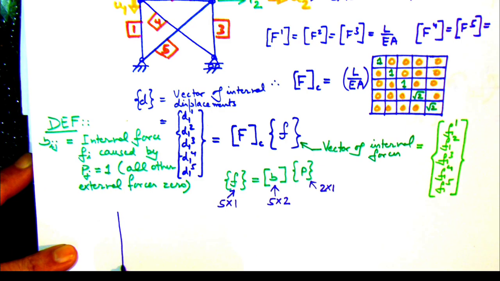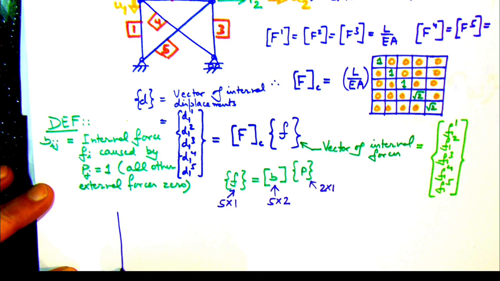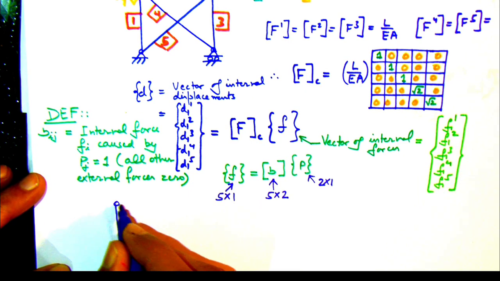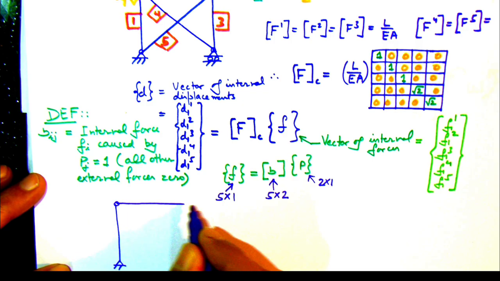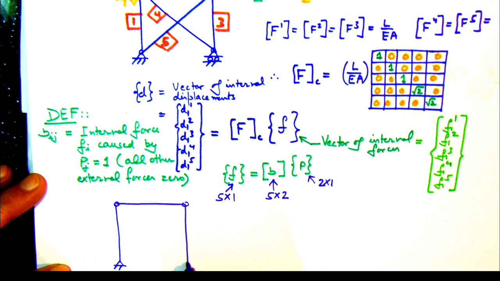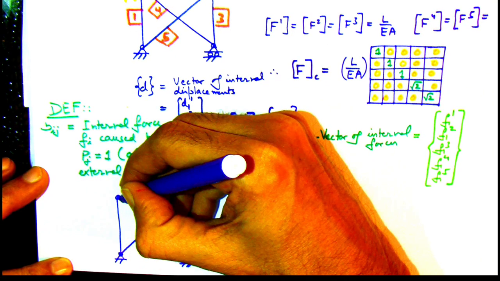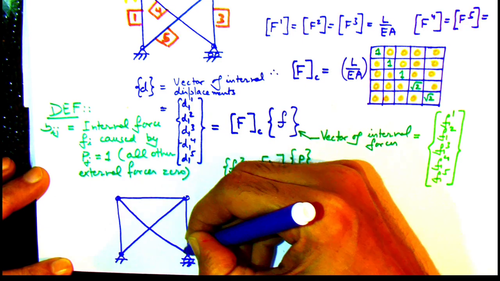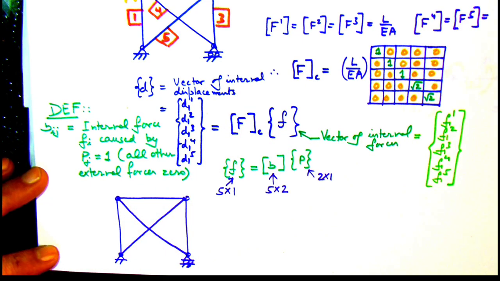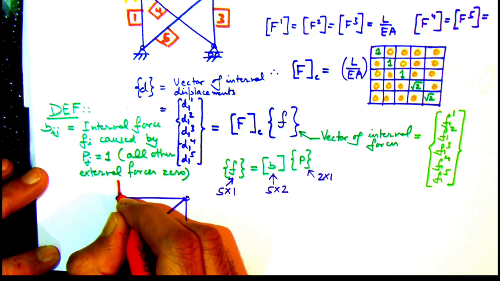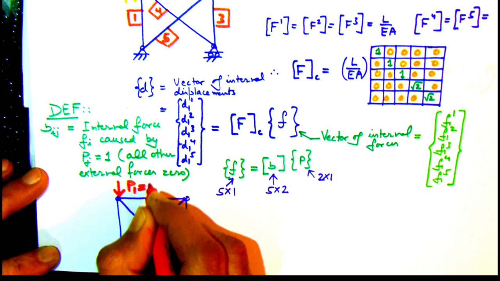A further extension is that if we want to derive a particular column, say the ith column of the B matrix, all we have to do is apply a unit force along the ith external force Pi and find out what forces are induced in various members. When we arrange all these forces in a vertical column, we will get the ith column of the B matrix. For example, here we are deriving the first column.